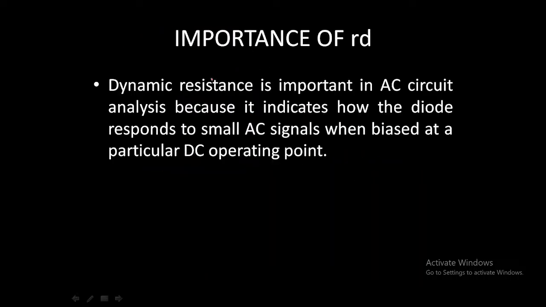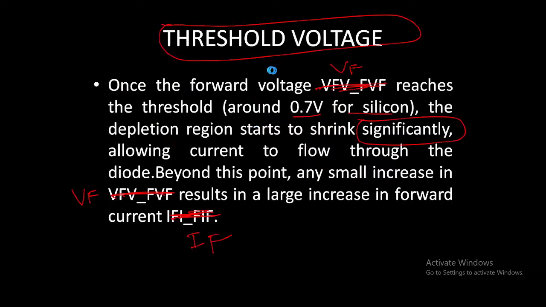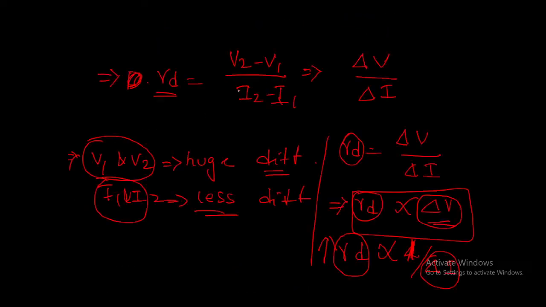Now, what is the importance of this RD? Dynamic resistance is important in AC circuit analysis because it indicates how the diode responds to small AC signals when biased at a particular DC point. That is the importance of dynamic resistance. But we will see one more thing here.